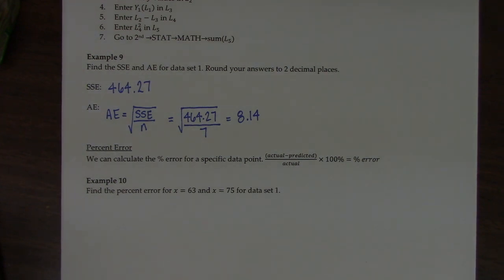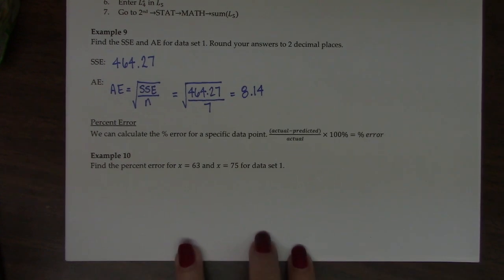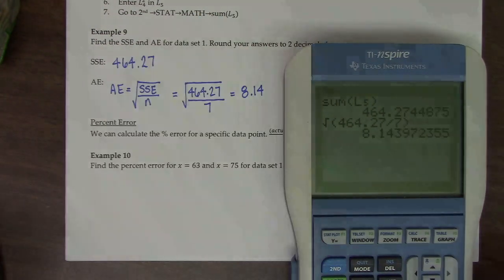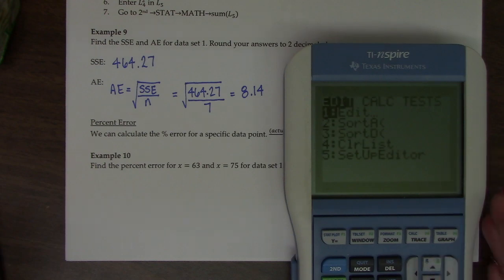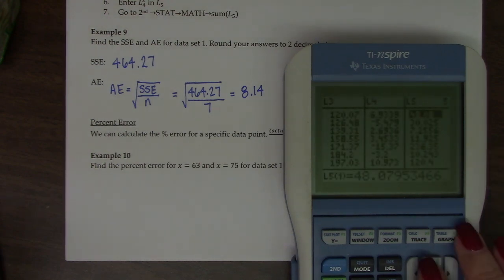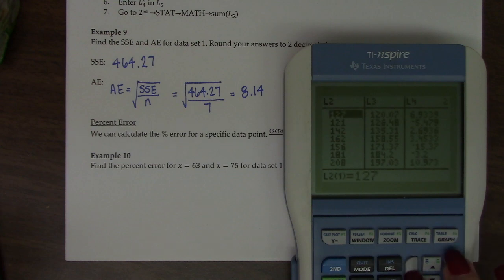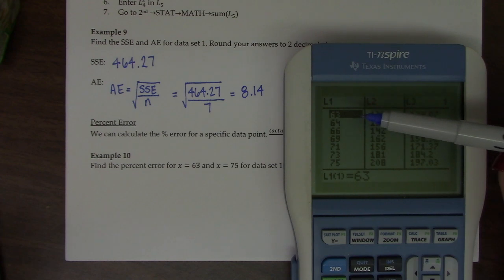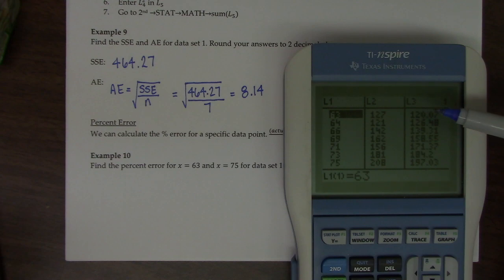So if we want to find the percent error for x equals 63 and x equals 75 for data set 1, well then we need to know what the predicted and actual values were. So if we go back to our list, this is what's nice about creating those individual lists. I'm going to go to List or Stat Edit, and I'm going to scroll back over. If I put L1, L2, and L3 on the same screen, I can see there's my x value for 63, there's the actual y value, and there is the predicted y value.